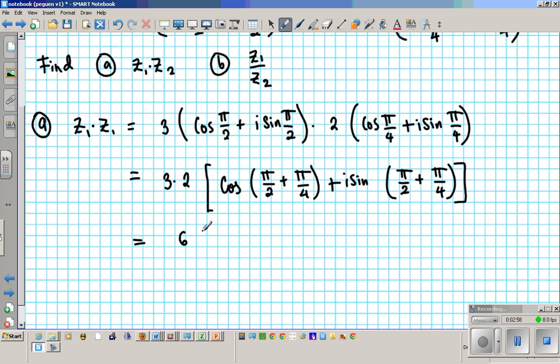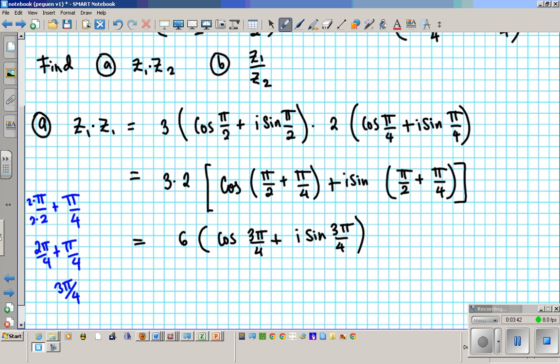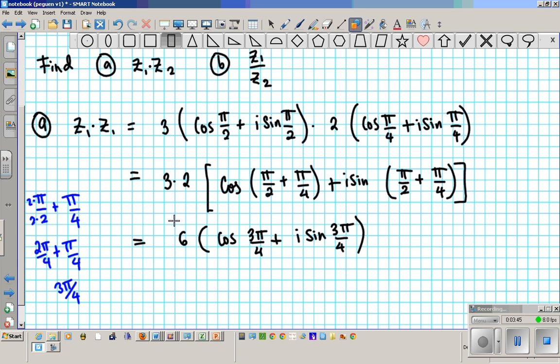And we're going to have cosine. What is pi over 2 plus pi over 4? Let's do that on the side here, okay? So pi over 2 plus pi over 4. We need to find the LCD, so we need to make the denominator the same. The LCD of 2 and 4 is 4. So multiply this by 2 top and bottom. So we're going to have 2 pi over 4 plus pi over 4, which is simply 3 pi over 4. So that is your angle. So if I add pi over 2 plus pi over 4, it's going to become 3 pi over 4: 6 cosine 3 pi over 4 plus i sine 3 pi over 4, the same thing. This is your answer in polar form.